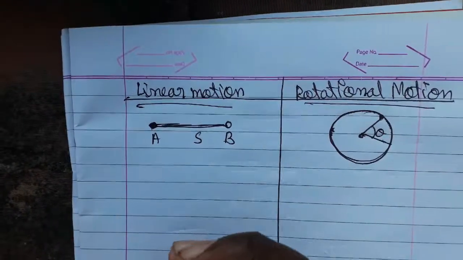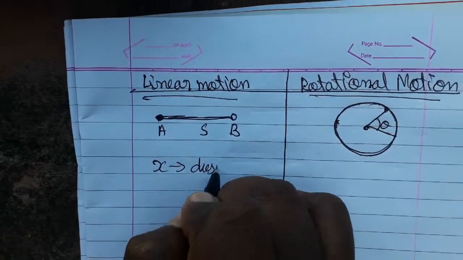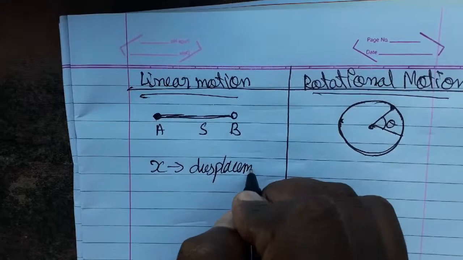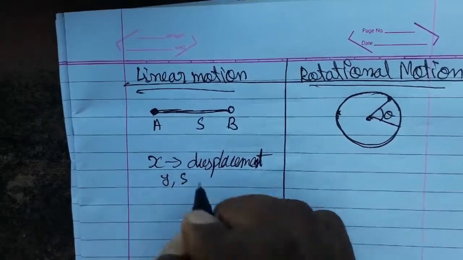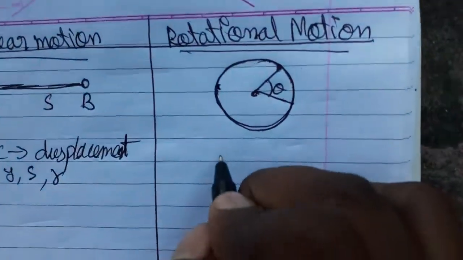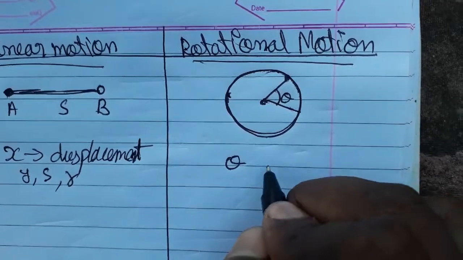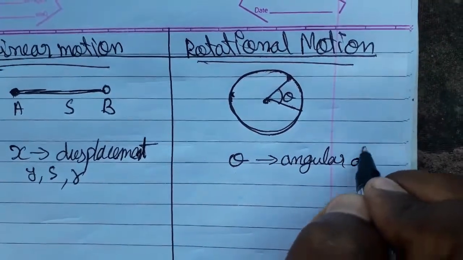In linear motion, x we take as a displacement. x, y or s, any of the terms. Sometimes we will be taking r also as a displacement. But in rotation motion we take theta, which is the angular displacement.